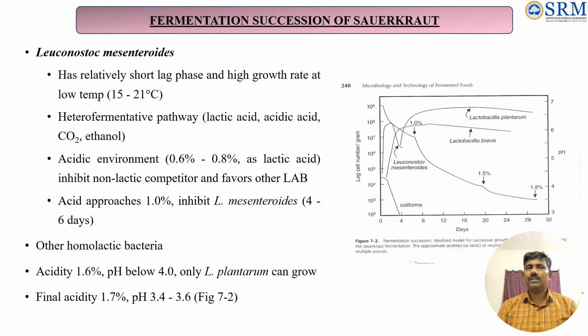Acid of 1.6% and pH below 4 allow the growth of Lactobacillus plantarum, and the final product of sauerkraut acidity is 1.7%, with pH between 3.4 to 3.6. The major end products obtained by the sauerkraut fermentation are lactic acid, acetic acid, carbon dioxide, and ethanol, and the minor end products are diacetyl, acetaldehyde, sulfur components, and ethyl butyrate.